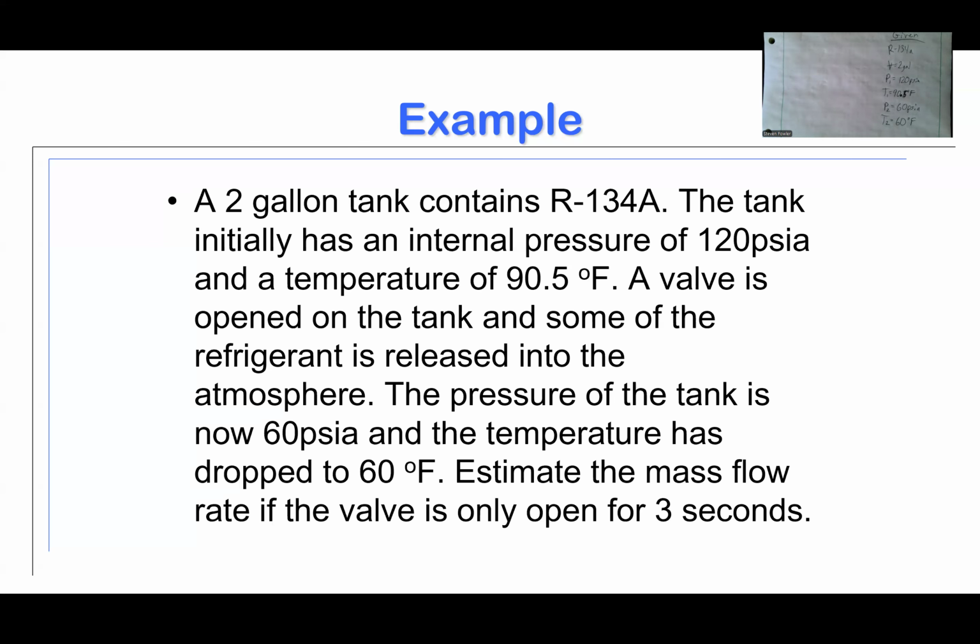Somehow we've got some way of measuring the temperature inside the tank. Pressure is easy. You've got some pressure valve on it. Temperature is a little harder, but we've got thermal infrared ray guns. You basically can shoot at these things now and get a temperature reading. Again, this occurs over a 3 second period. So those appear to be our givens. What are we looking for? We're looking for m dot. Find m dot. Got an example problem.